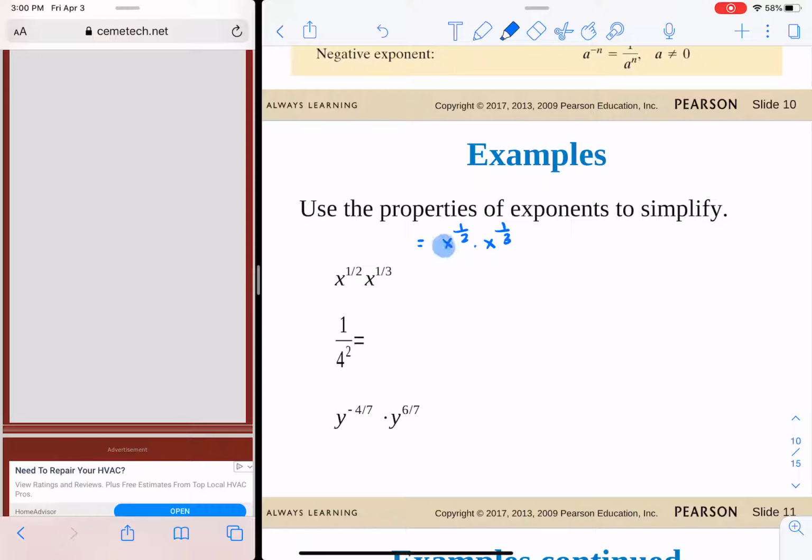The bases are identical, so we can simply add the powers. We want to combine 1/2 and 1/3. We can do that if we have a common denominator, which is 6. So I multiply and divide the first fraction by 3.